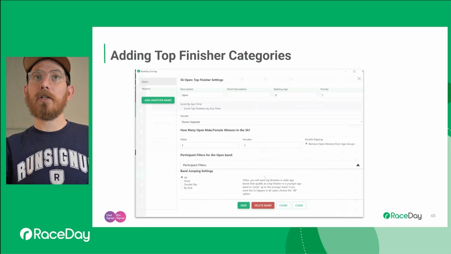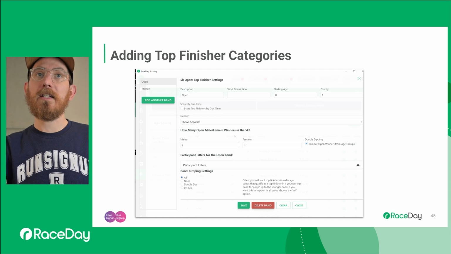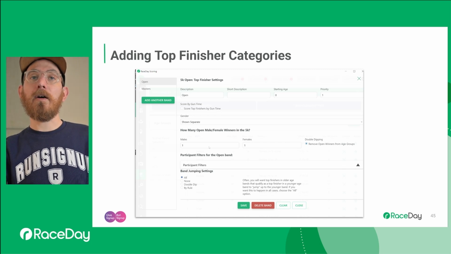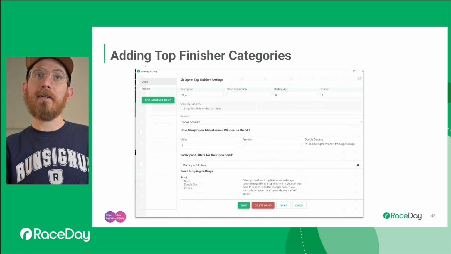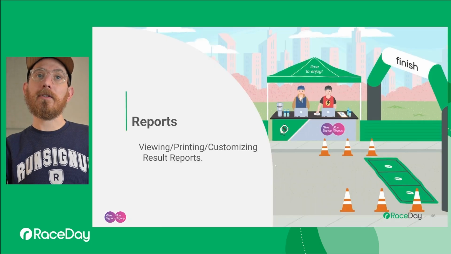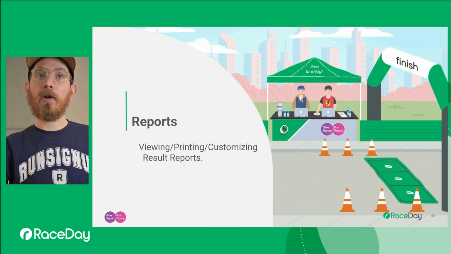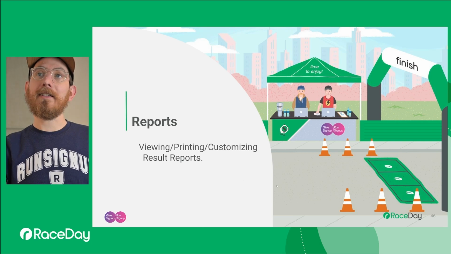This is the top finisher category section. So this is where you can see how many you want to award for each band. For the Open, I have 1. For Masters, I have 3, whatever. So we're not going to go too involved in how that's all done today. We're going to cover that more in certification.